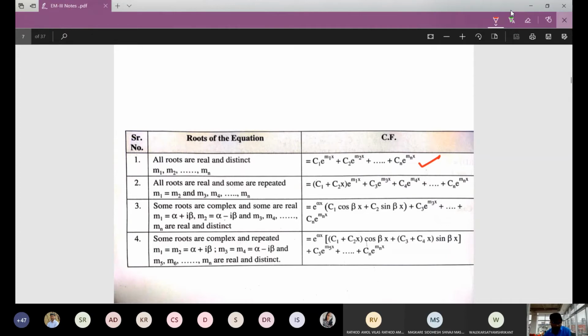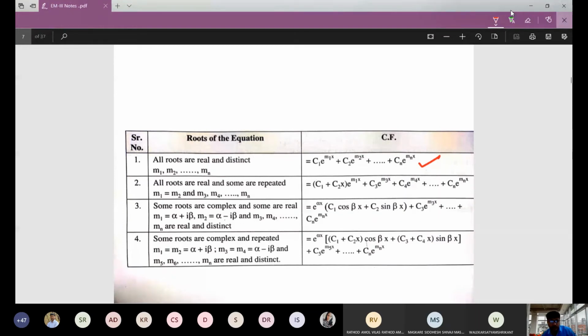So this is a little bit of a mixture of case number 1 and case number 3 that I have taught to you. That is, some of the roots are complex and some of the roots are real and distinct. So you have to write the solution accordingly. Corresponding to the complex number, you write the part up to cos beta x plus sin beta x. And for the remaining roots, they are all real and distinct, so it follows from case number 1, that is c3 onward.